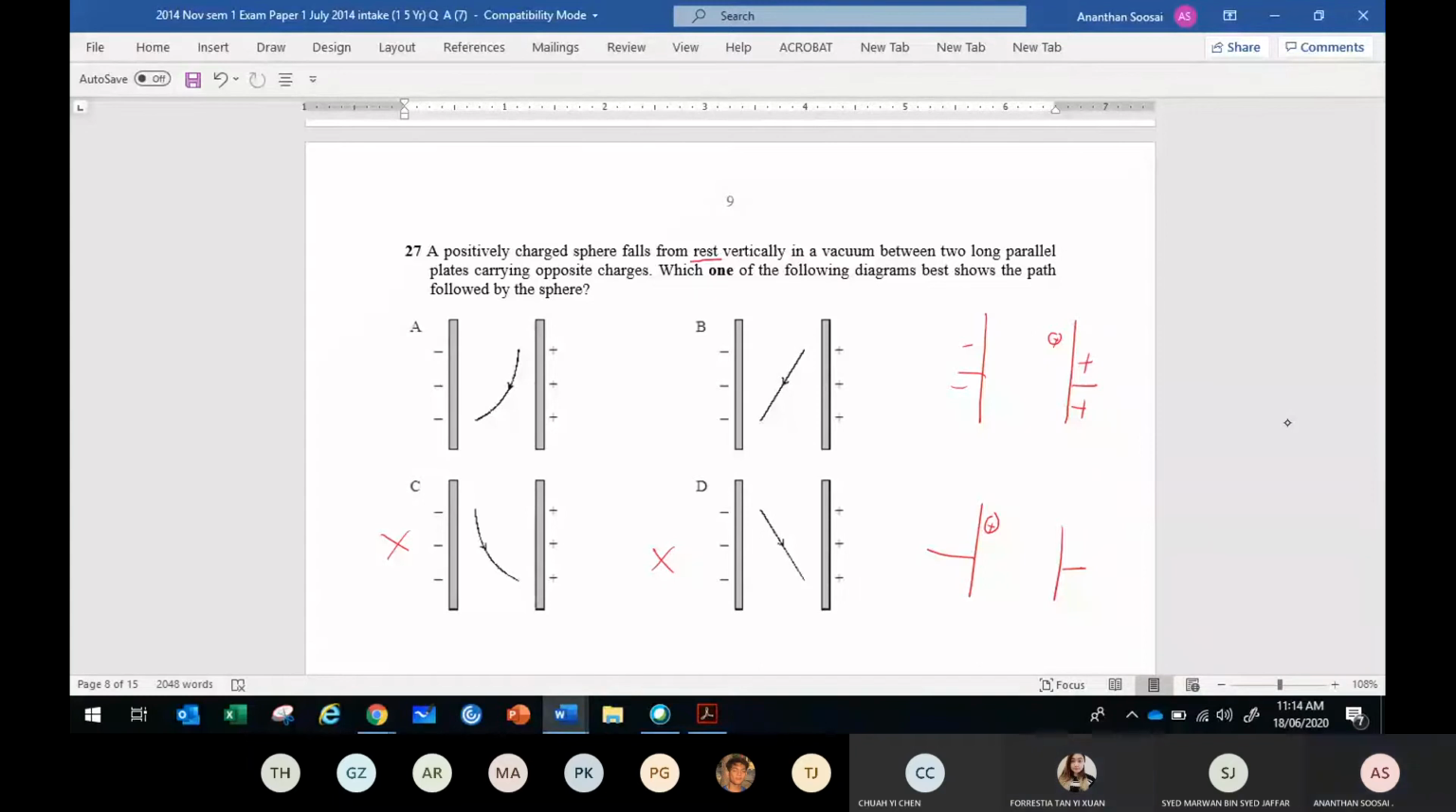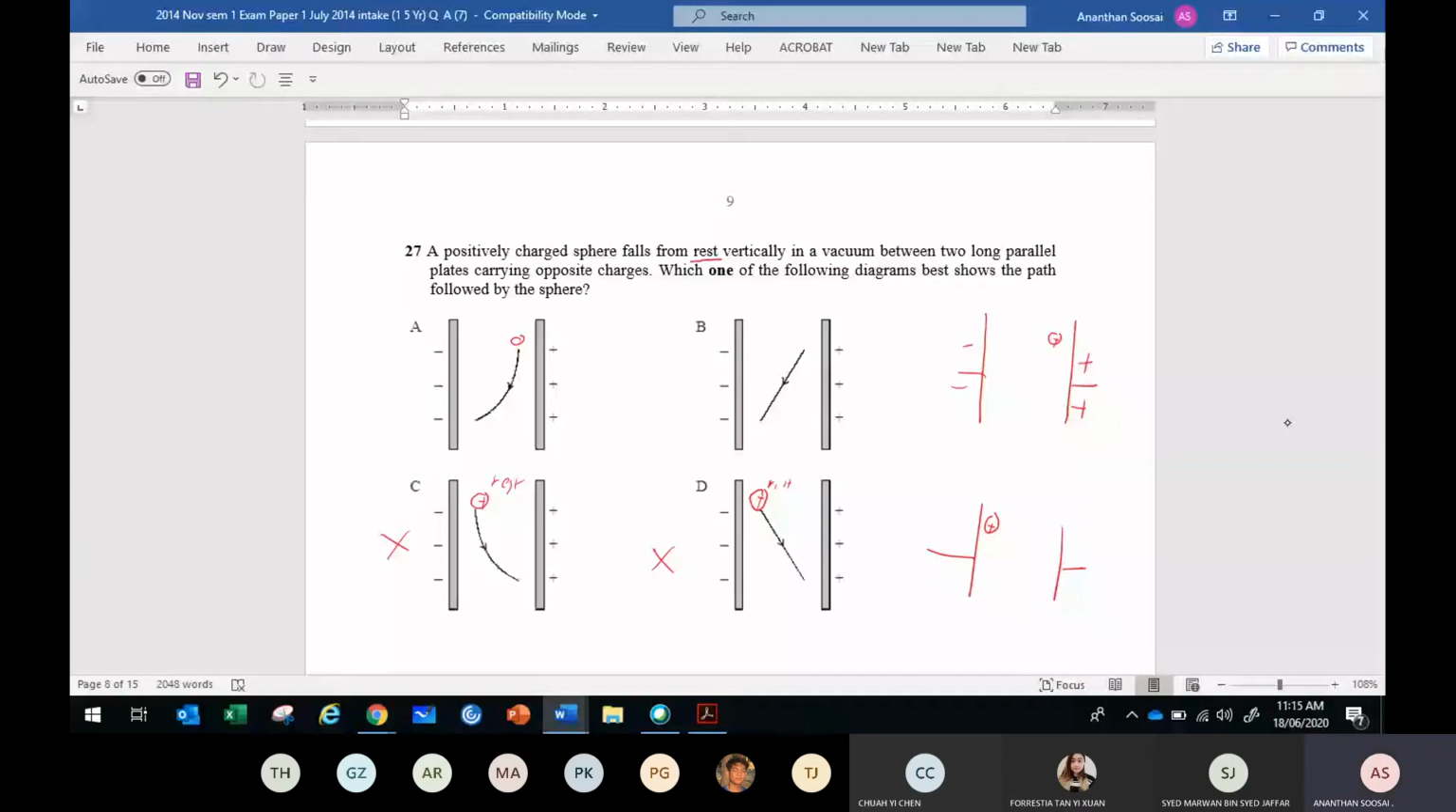So the positive charge cannot go to the positive plate, because it won't launch from rest. So the answer should be A or B only. A positive charge placed here should go towards the negative plate. But now the thing is, is it going to take a curve, or is it going to make a straight line?